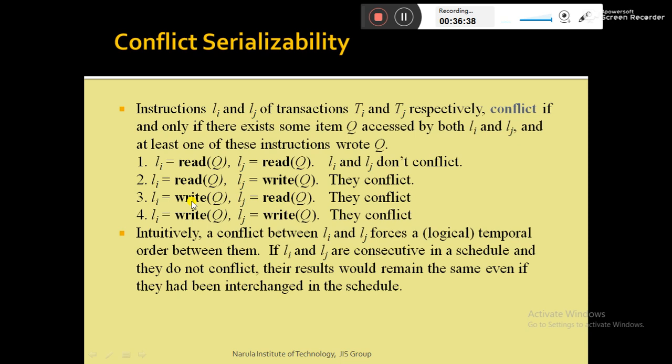If at least one operation is a write q and they are accessing the same data item q, then they conflict. Next, li and lj both operate on the same common data item q, and both operations are write operations. In that case, they also conflict. So, two instructions become conflicting if they belong to two different transactions, access the common data item q, and at least one of the two instructions is a write q operation. Then they are termed a conflict.